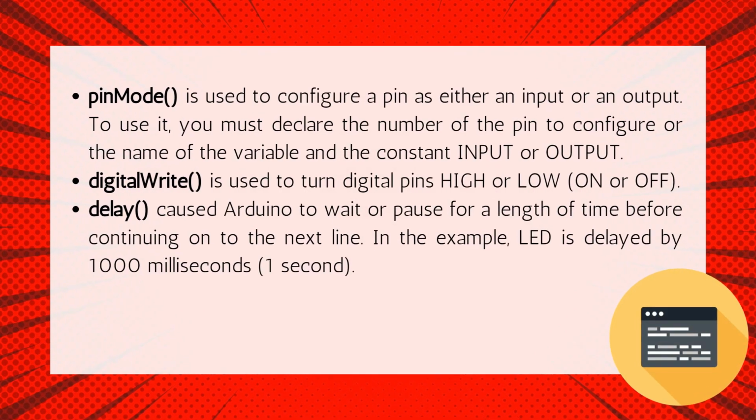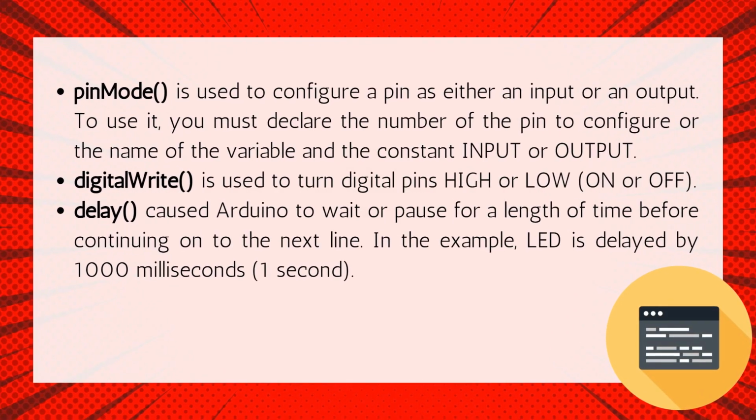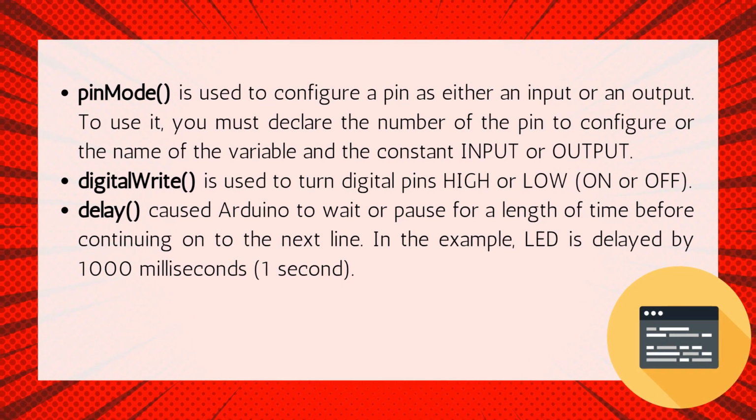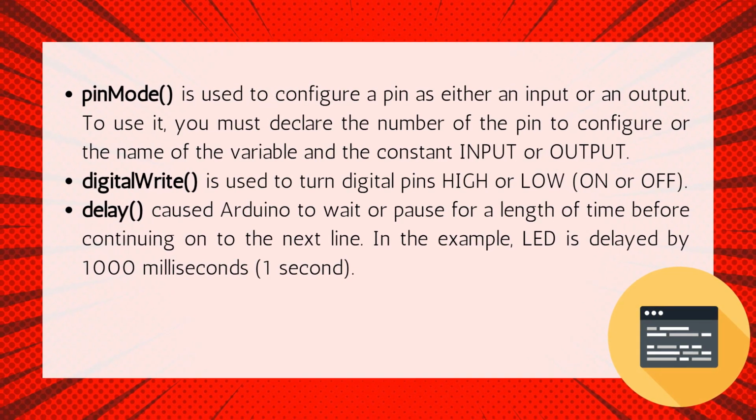Pin mode. It is used to configure a pin as either an input or an output. To use it, you must declare the number of the pin to configure or the name of the variable, and the constant input or output. When configured as an input, a pin can detect the state of a sensor like a push button. As an output, it can drive any light, sound, and actual outputs.